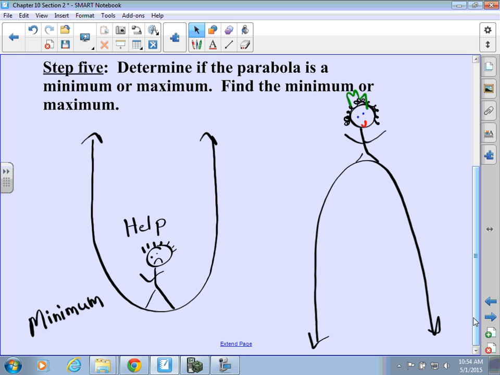So remember that if my parabola opens down, it's a maximum. And if my parabola opens up, it's a minimum. Okay? So let's go back now to my graph right here. Is this a minimum or a maximum? It's a minimum.